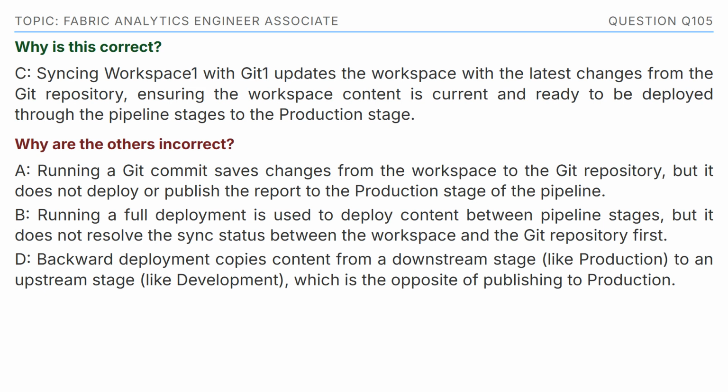Why are the others incorrect? A. Running a Git commit saves changes from the workspace to the Git repository, but it does not deploy or publish the report to the production stage of the pipeline. B. Running a full deployment is used to deploy content between pipeline stages, but it does not resolve the sync status between the workspace and the Git repository first. D. Backward deployment copies content from a downstream stage, like production, to an upstream stage, like development, which is the opposite of publishing to production.